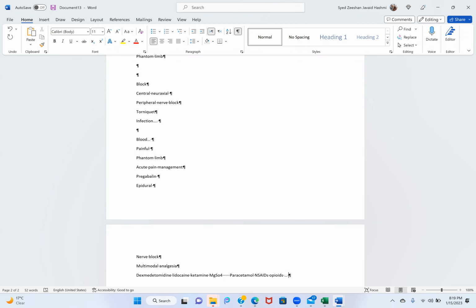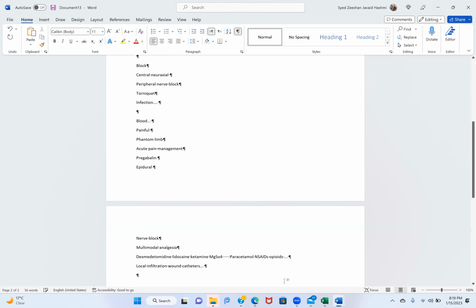But there is a growing trend of use of opioid-free anesthesia, and I am a big advocate of that technique. Actually, I have reduced opioids as much as possible with the help of dexmedetomidine, ketamine, lidocaine, in a different way. And use of paracetamol and NSAIDs, and even local infiltration, wound catheters. These all will be techniques by which you can follow the WHO ladder for acute pain.